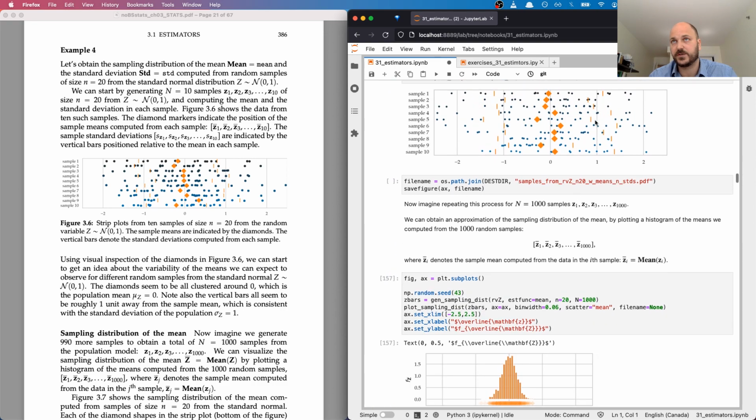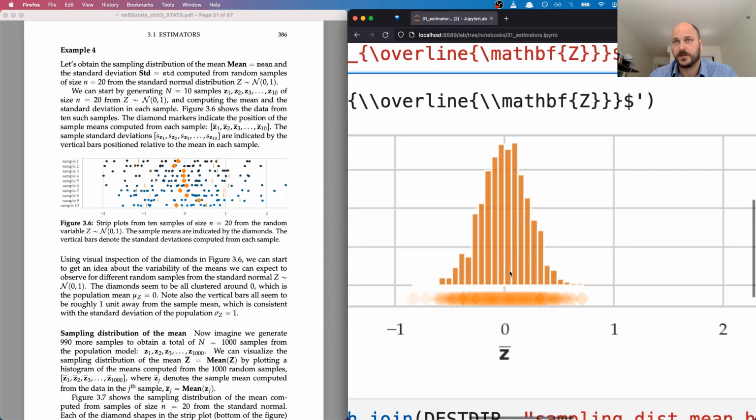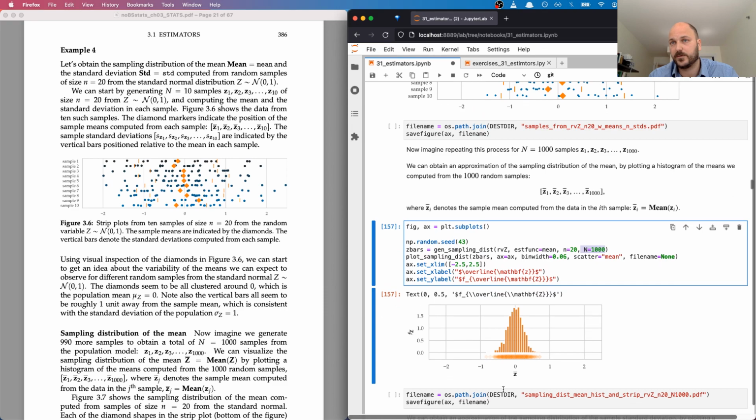This is where it gets interesting. You take all these diamond shapes, but instead of just 10 samples, we're now generating 1,000 samples. Okay, so you get 1,000 diamonds, similar to how we had 10 here. But now when you generate 1,000, you start to see the shape of the possible sample means you can obtain from the sampling distribution. So this is a simulation of the sampling distribution of the mean.